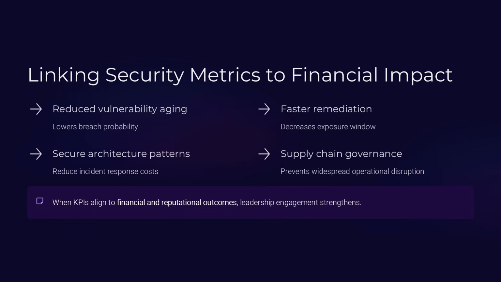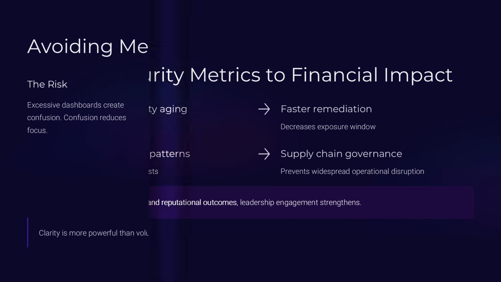To make DevSecOps metrics resonate at board level, connect them to business impact. For example, reduced vulnerability aging lowers breach probability. Faster remediation decreases exposure window. Secure architecture patterns reduce incident response costs. Strong supply chain governance prevents widespread operational disruption. When security KPIs are aligned to financial and reputational outcomes, leadership engagement strengthens. Metrics must tell a business story.